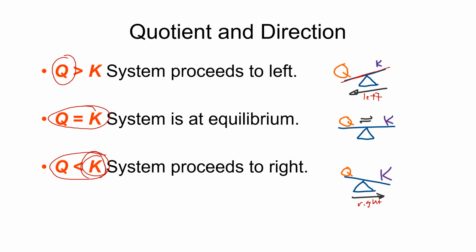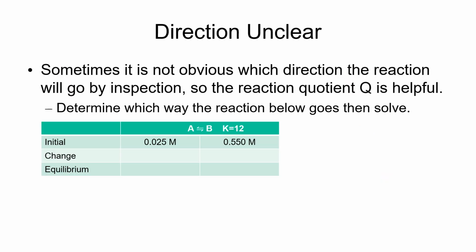So there's another way that you can determine the direction. Let's have a look at another situation, same equilibrium, same constant, only this time we're given quantities to start with here. We got 0.025 on the left and 0.55 on the right. So this is a good candidate for using Q because we can't really tell. We know that the right side is going to be bigger because 12 is greater than 1, but we don't know if that's big enough.